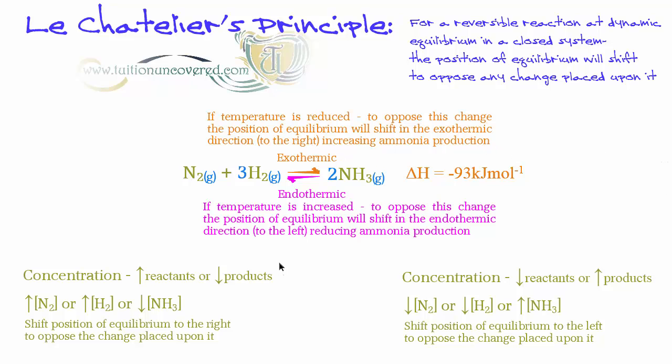Likewise, if you increase the temperature, i.e. we're imposing a higher temperature to the system, if the temperature is increased, to oppose this change, the position of equilibrium will shift in the endothermic direction. In this case, to the left, reducing ammonia production, less ammonia being made.